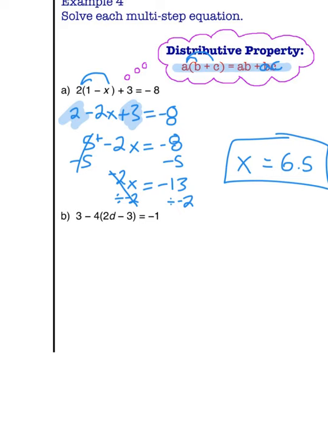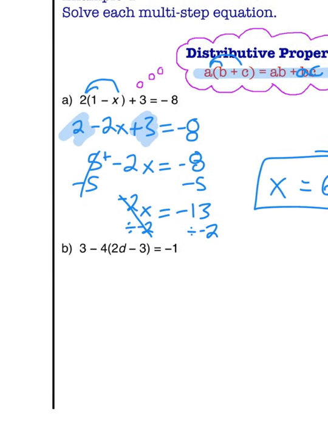All right, so next part, we're going to distribute that 4. So I have 3. Negative 4 times 2d is negative 8d, and negative 4 times negative 3 is positive 12. So I have 3 minus 8d plus 12 equals negative 1. Now I see some like terms again. I see 3 and I see 12. I'm going to combine those. 3 plus 12 is 15. So I have 15 minus 8d equals negative 1.